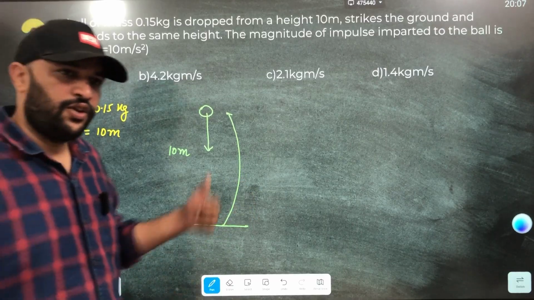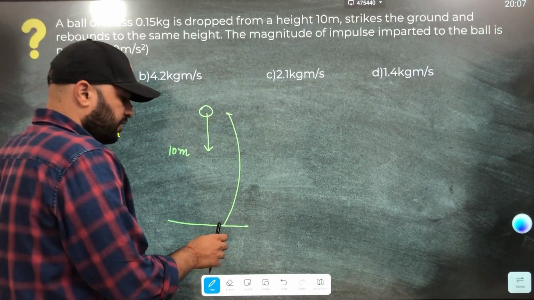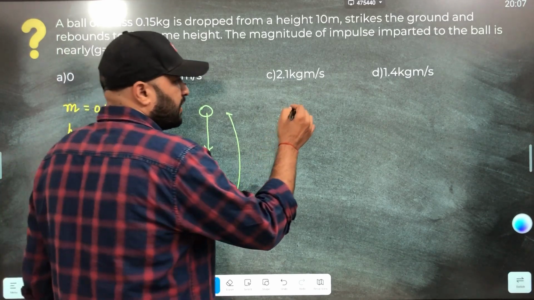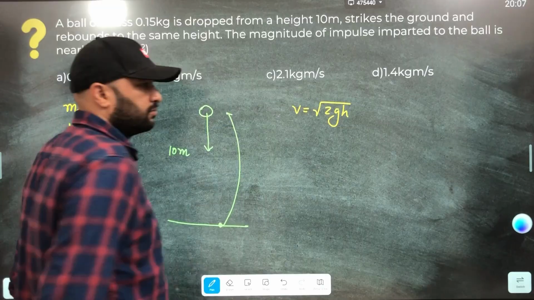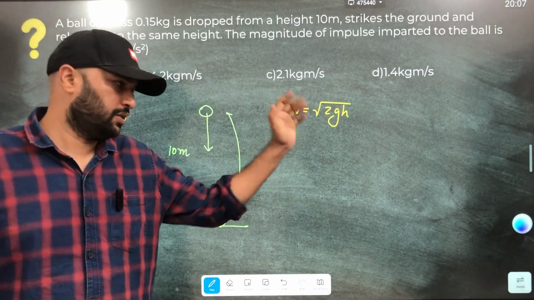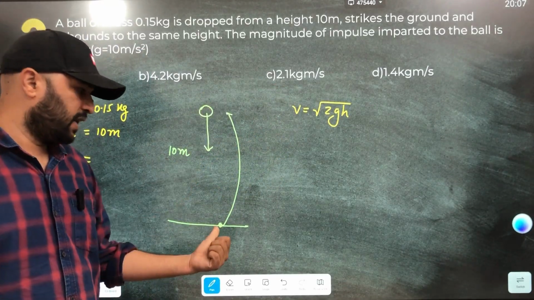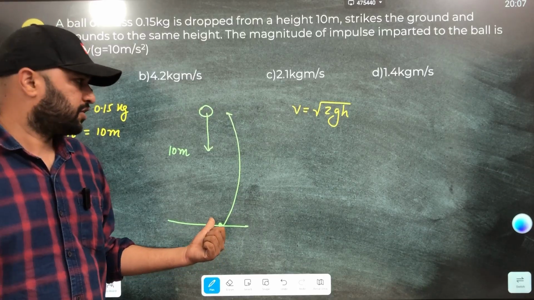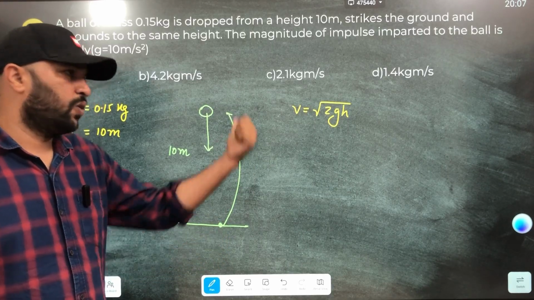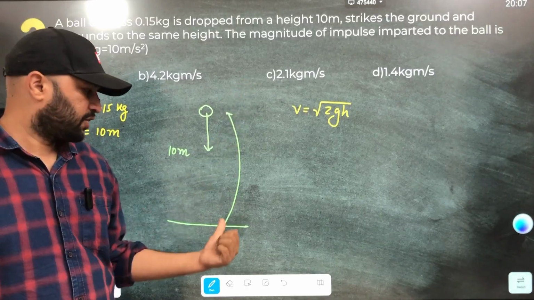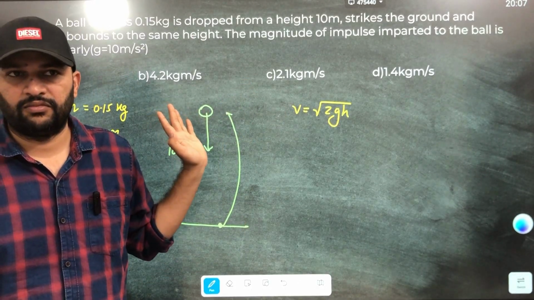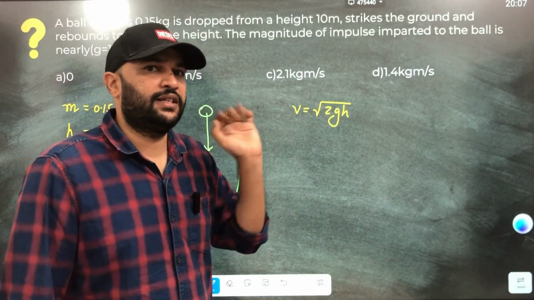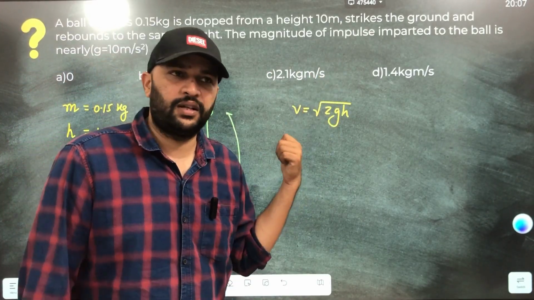Okay. Now, if it is falling down, what is the velocity with which it will hit here? That will be equal to under root 2gh. Yes, we have done this in the previous chapters. So, the velocity with which the ball will hit here will be under root 2gh. And after hitting, it will go back up. So, if it is going back to the same height, it should have the same velocity. Great. So, if the velocity is the same, logically, sir, the momentum change or the imparted impulse will be 0.